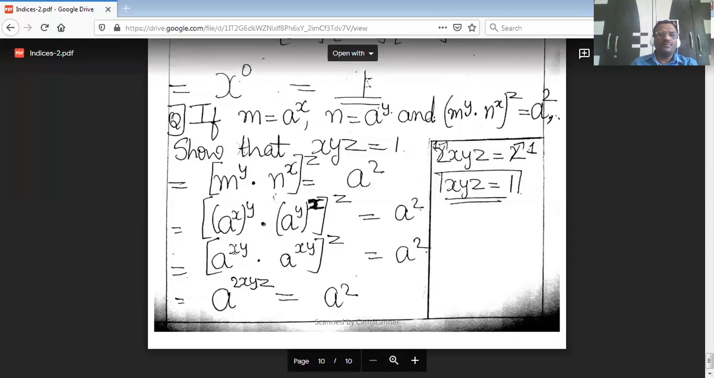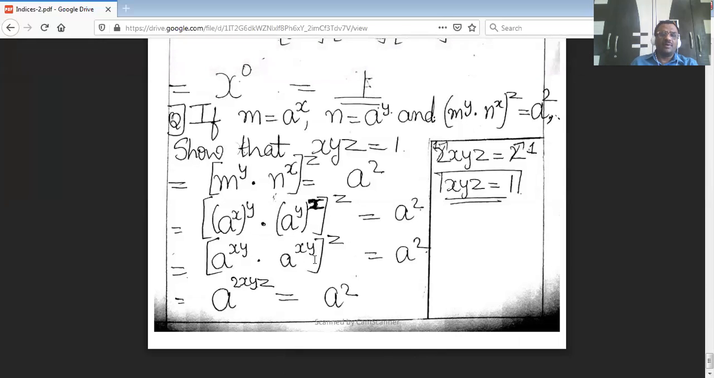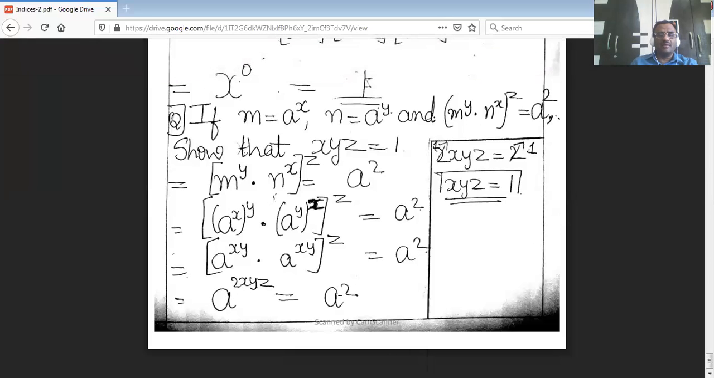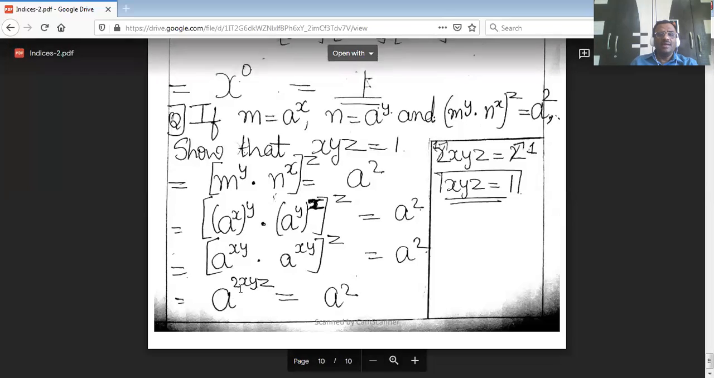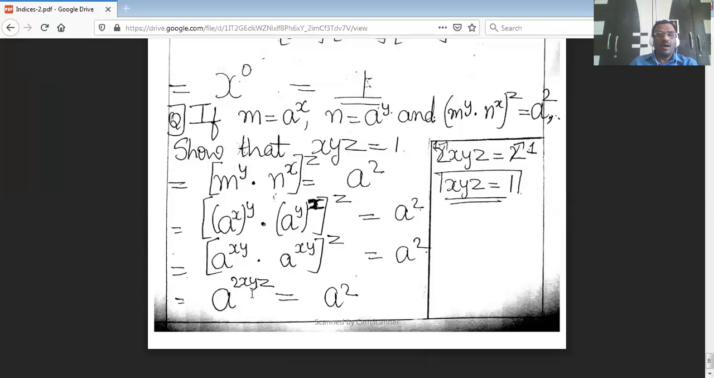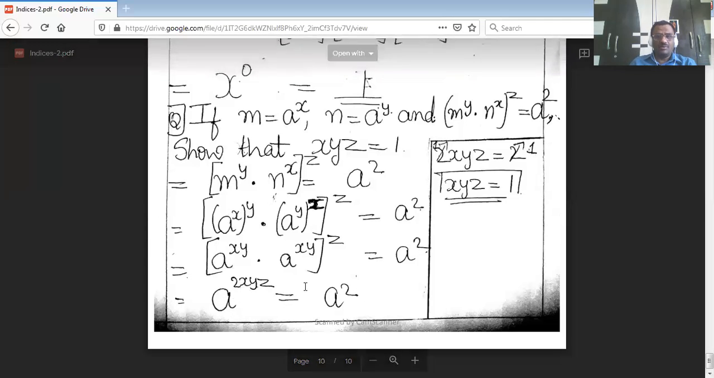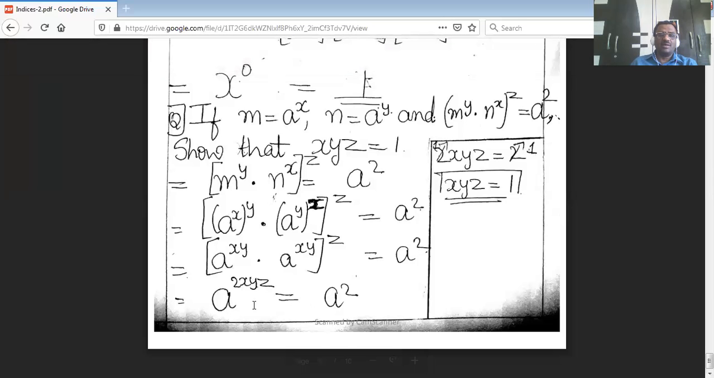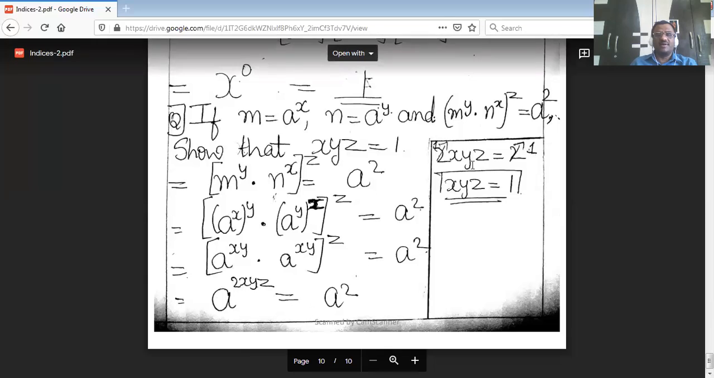If we simplify this, a to the power of xy into a to the power of xy, you get a to the power of 2xy, whole power z. This is a to the power of 2xyz, which is equal to a to the power of 2. Now, cancelling the common things, a to the power of 2xyz, as the bases are same, we can directly equate the powers. Apply this thumb rule: there is a standard rule that whenever the bases are the same, we can equate the powers. That is 2xyz is equal to 2, therefore xyz is equal to 1.